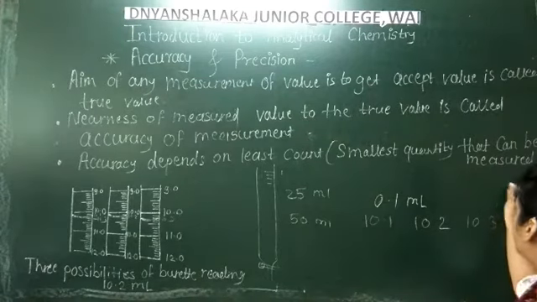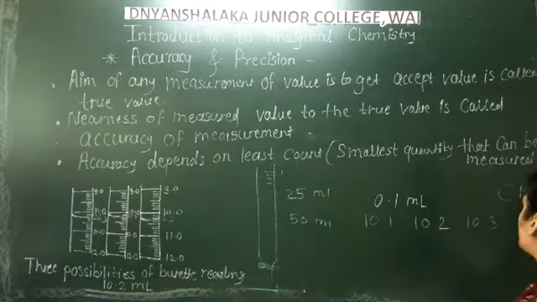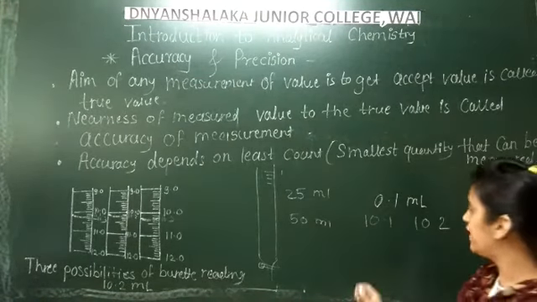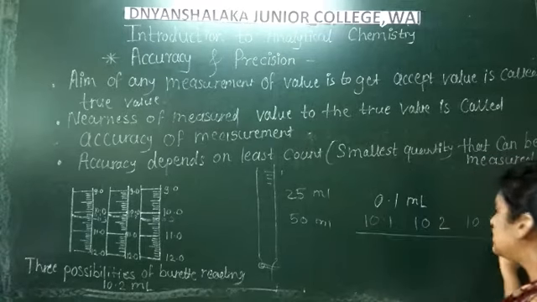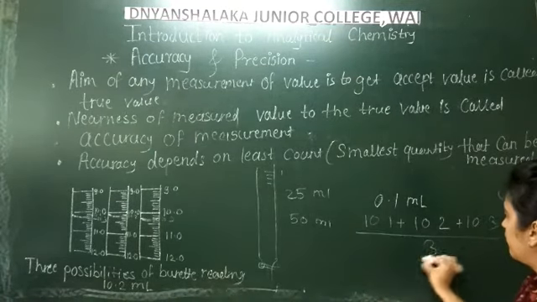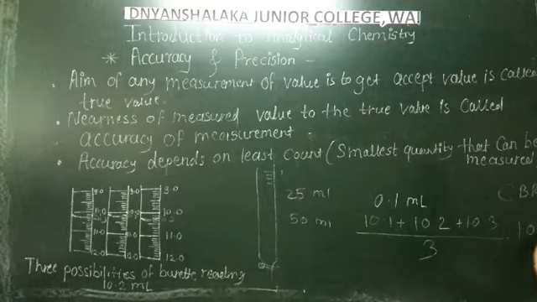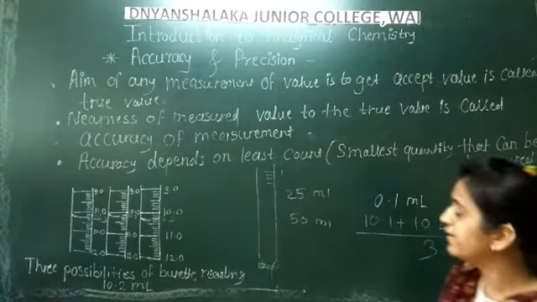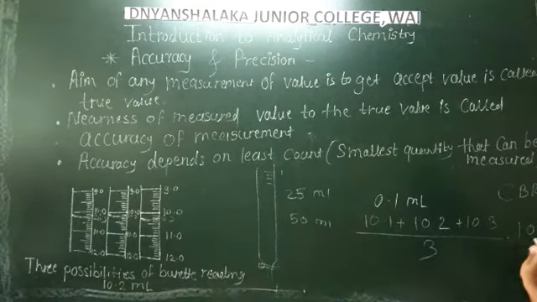So we find the CBR. CBR means constant burette reading. In the mathematical concept, we add these three values and divide by 3. So we get 10.2, approximately equal to 10.2. The final constant burette reading is 10.2.